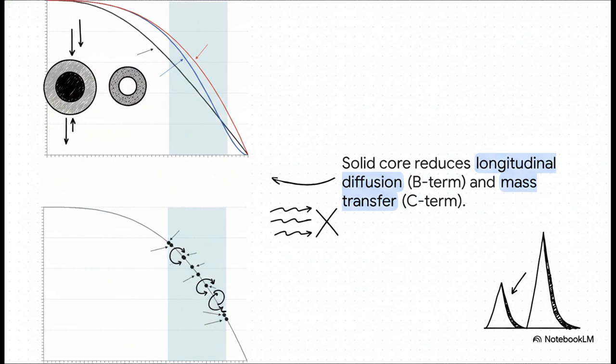Okay, so here's where it gets really interesting, especially when we look at the Van Deemter equation, the thing that describes our band broadening. That solid core helps the particles pack in a more ordered, uniform way, and that cuts down on longitudinal diffusion. That's our B term right there. At the same time, because that diffusion path is so short, it minimizes the resistance to mass transfer, which is our C term. So by tackling two of the main causes of peak broadening at once, we end up with a huge boost in overall efficiency.